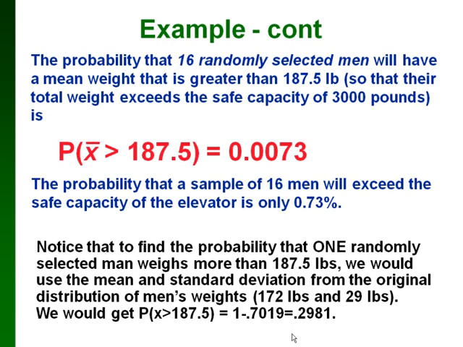So the probability that one man weighs more than 187.5 pounds is almost 30%, where the probability that the sample mean for 16 men was more than 187.5 pounds was only 0.73%.